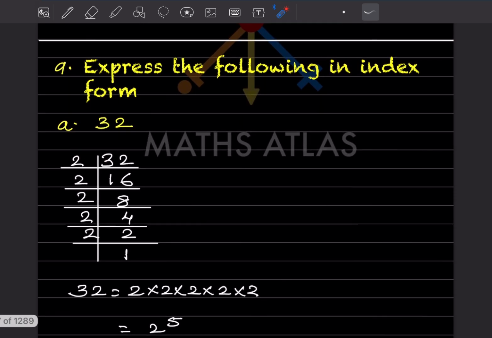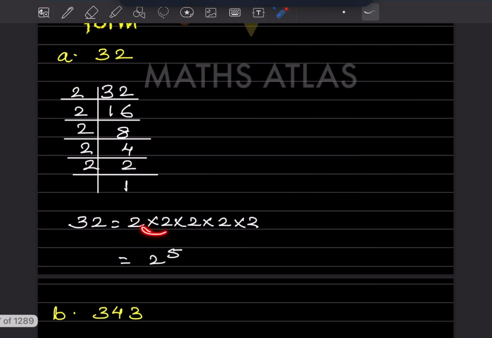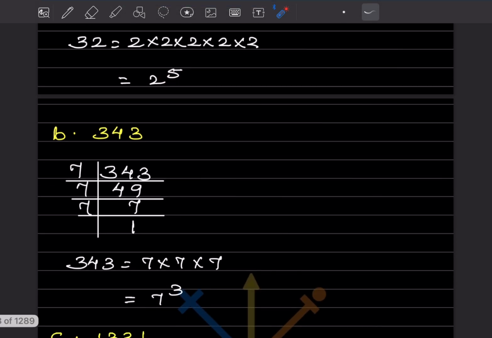Express the following in index form. This we have to write the answer in the index form. Now first thing, we have to take the factors of this one. So these are the factors of it. So now what you can see, how many times 2 we have, that is 5. So this is 2 raised to 5. So in the index form, this is in the index form. So we don't have to write the final answer for this one, only we have to keep this in the index form. Again for this one, these are the factors of it.